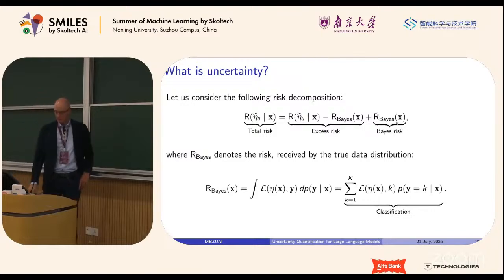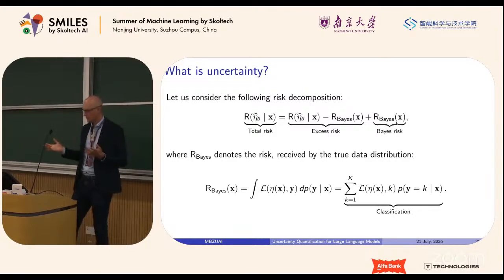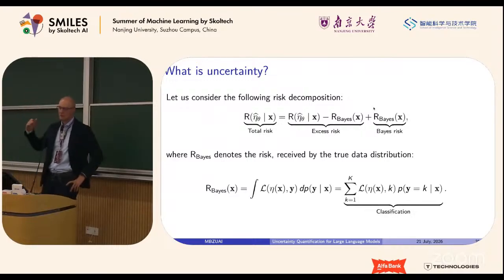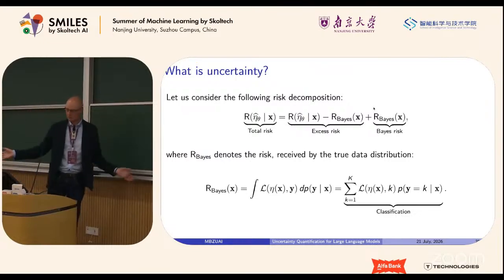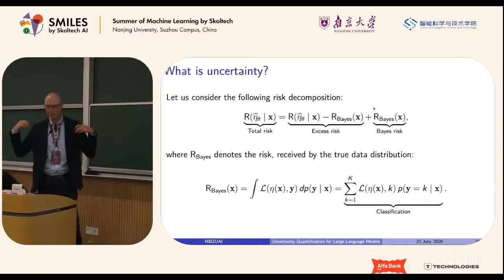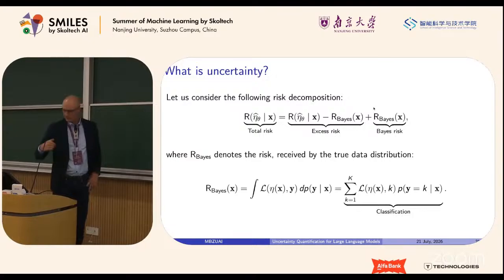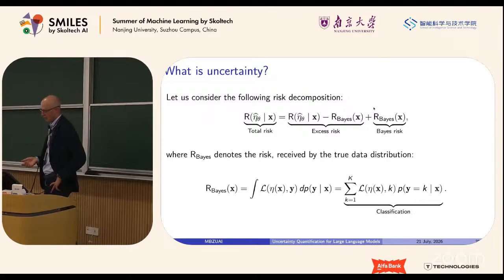You can actually decompose the total risk into two components. One component is called bias risk. This bias risk is the minimal risk that you can actually achieve on this data. So if you have an ideal approximation of your probability distribution, and you know exactly how this data was generated, you still cannot do perfectly on this task because of ambiguity. So this bias risk is the uncertainty related to the aleatoric component.